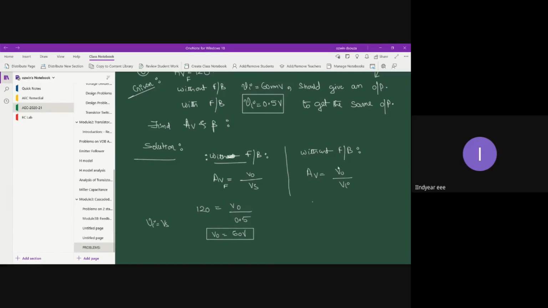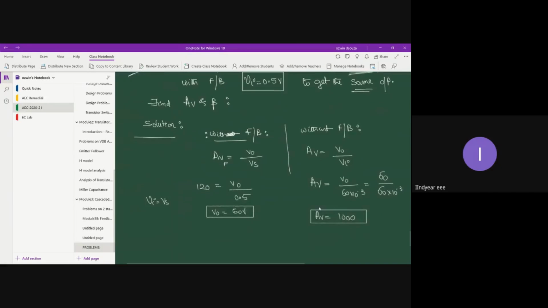Now without feedback, you can find out AV, because AV is V naught divided by Vi. So without feedback, the input voltage is 60 millivolt. So in the denominator, let us write 60 into 10 to the power minus 3, and V naught, because they have mentioned that in both the cases the output remains the same. So output you have already calculated from the previous step, right? So that is 60 divided by 60 milli. So that will give you AV is equal to 1000. So the open loop gain is 1000.